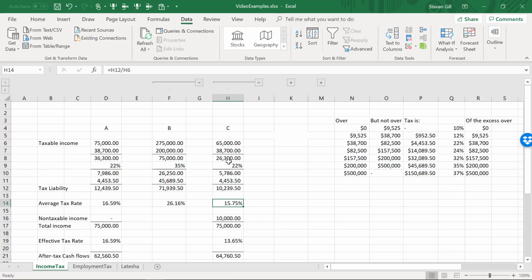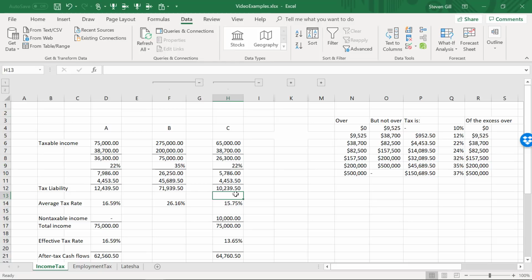However, if we were to compare SpongeBob with Patrick, we would see that Patrick's average tax rate is lower. But what that doesn't consider is that Patrick has $10,000 of non-taxed income. His total income is $75,000. His effective tax rate, which is the tax liability divided by total income, both taxable and tax exempt, is only 13.65%. Okay, so we can look at this and say, hey, that's a pretty good comparison. It looks like Patrick is doing much better than SpongeBob because his effective tax rate is so much lower.